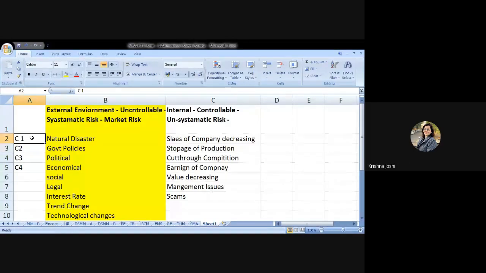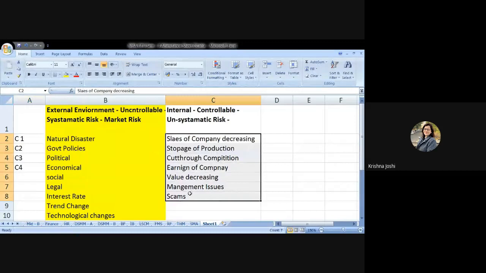Yes. Now listen. See, now all these are controllable factors. All these are internal factors. So those factors will not affect every company at the same time and with equal intensity. It is possible that sales of company C1 are decreasing, but C2 is not affected by this factor. C2 may be affected by some other factor, right?